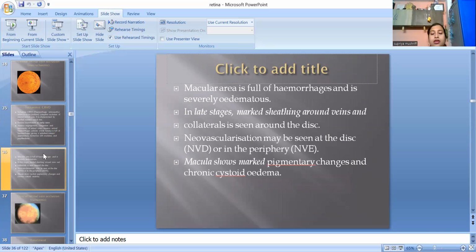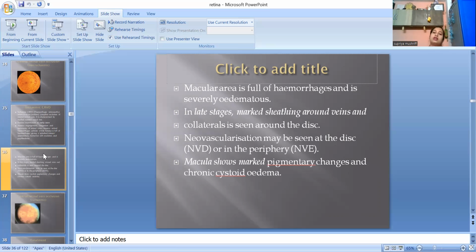In late stages, ischemic CRVO will show marked sheathing around veins and collaterals seen around the disc. Neovascularization may be seen at the disc, NVD. NVD and NVE are terms which will come in diabetic retinopathy again and again. So you should know the meaning of NVD and NVE. Neovascularization at the disc is NVD, and neovascularization elsewhere in the retina is NVE.